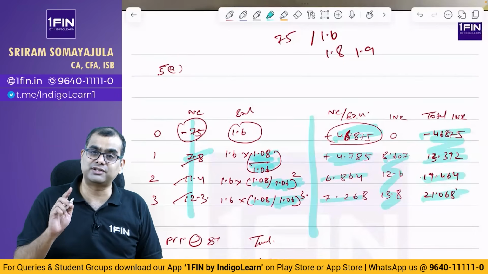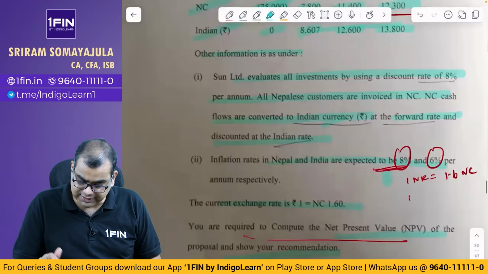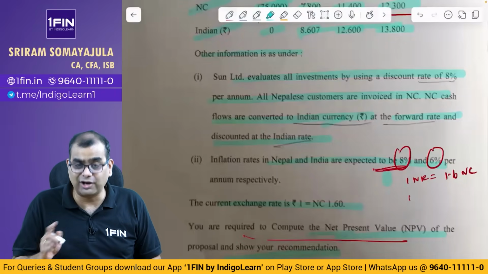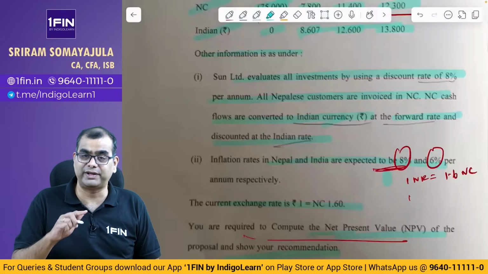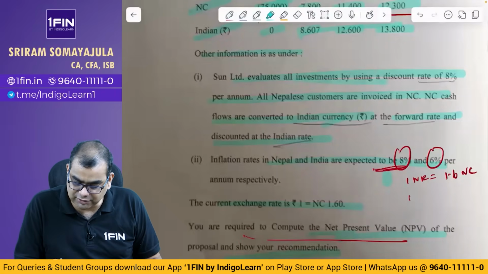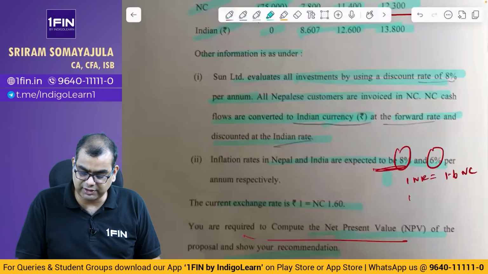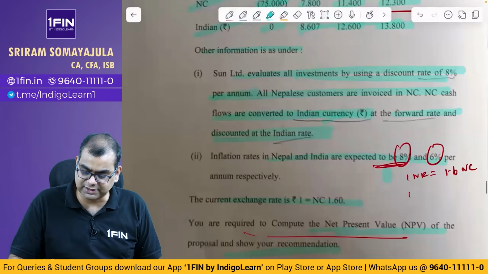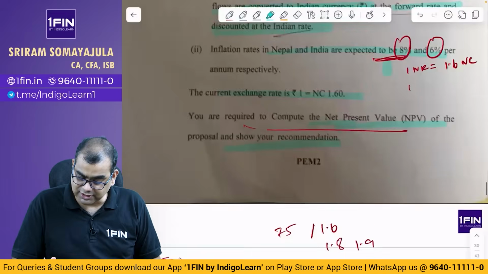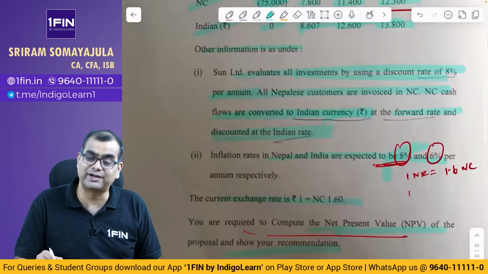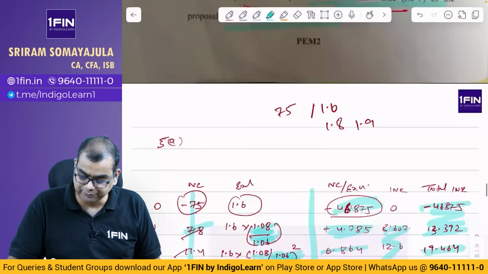These again have to be converted to present value. Present value at what rate? They've clearly said you're required to compute the net present value. All of this is in which currency? All of this is in rupee. Why are we using rupee? Because they clearly said all investment using a discount rate of 8% per annum. Okay, cash flows are converted to INR at the forward rate and discounted at the Indian rate. Very clearly 8%. So you discount at 8%. See, that is why they gave inflation rates and interest rates differently. You have to note this.